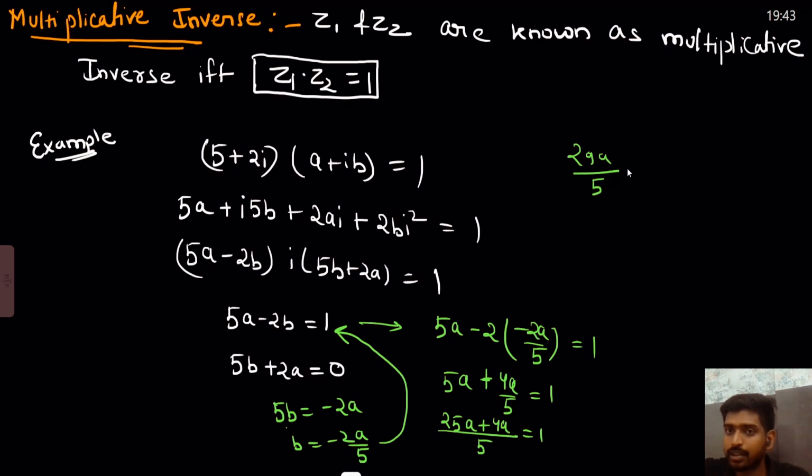Upon 5 is equal to 1. A is equal to 5 by 29. Now we will keep this value to get the value of b. So b will be equal to minus 2 by 5 into 5 by 29. 5 got cancelled. Here we will have minus 2 by 29.